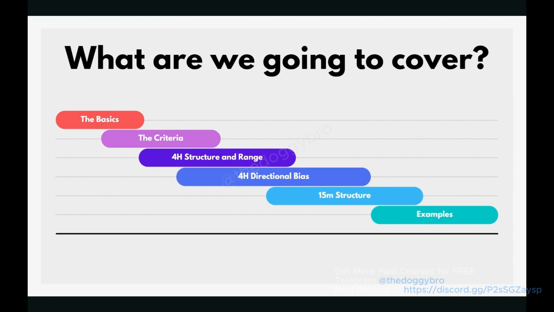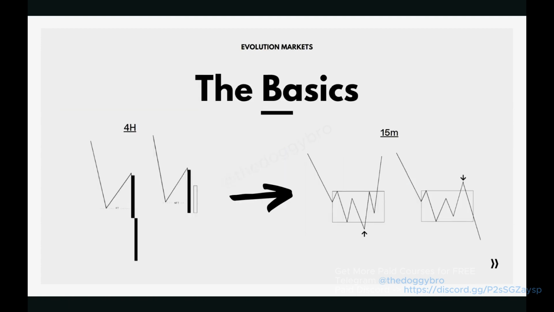So what we're going to cover next is the basics of it, the criteria. We're going to cover technicals on the 4 hour structure and range, technicals on 4 hour directional bias, technicals on 15-minute structure, and there are some live chart examples for each of them as well. So starting off with the basics.